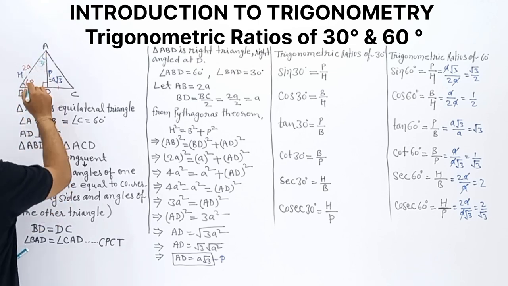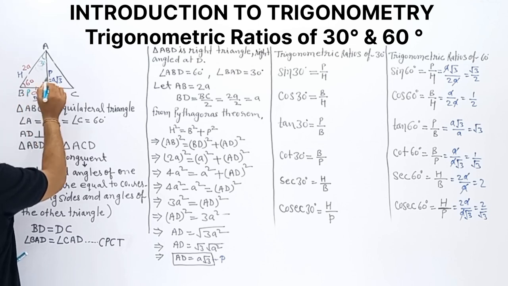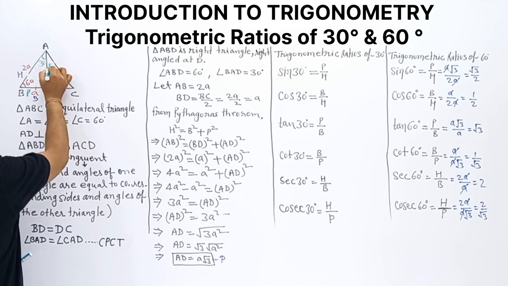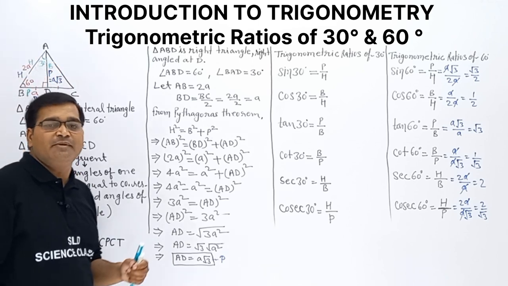So its opposite side will be perpendicular, not base. Its opposite side will be perpendicular, this will be base, and this will be hypotenuse. Clear? Hypotenuse values will be the same.